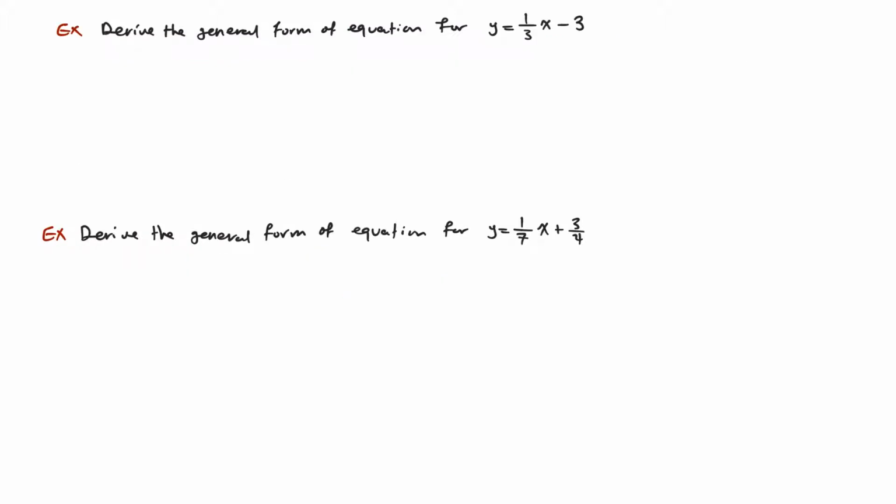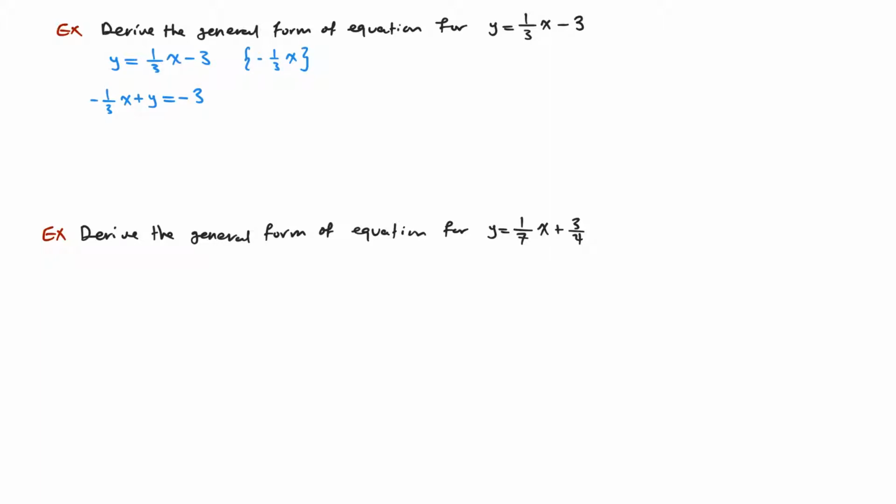Now this one says derive the general form of the equations for y is equal to 1 over 3x minus 3. So we have to do the same steps. I'm going to start with blue. I'll just write it down first, y is equal to 1 over 3x minus 3. I have to make sure that all my x and y's are on the left hand side. So to do that, I have to subtract 1 over 3x from both sides. So I am going to subtract 1 over 3x from both sides, and I get negative 1 over 3x plus y is equal to negative 3.